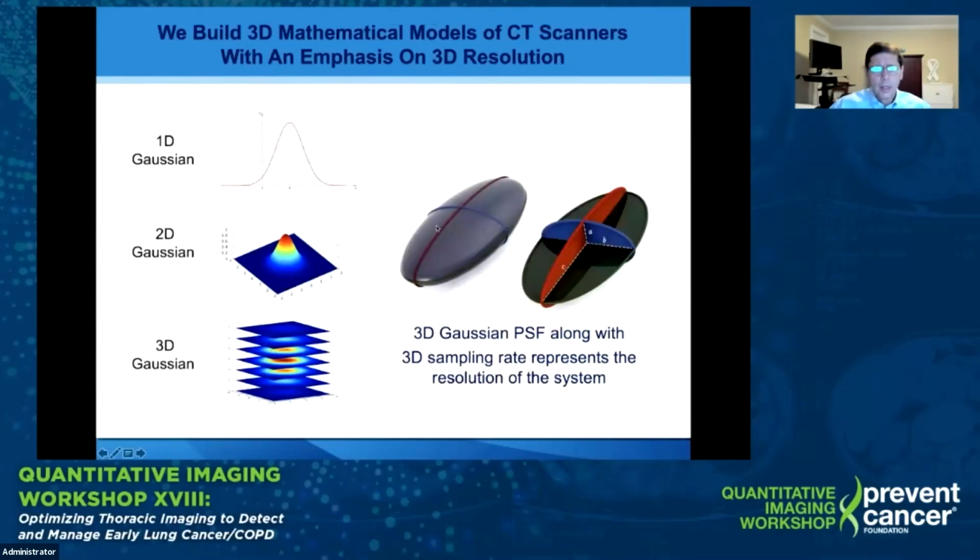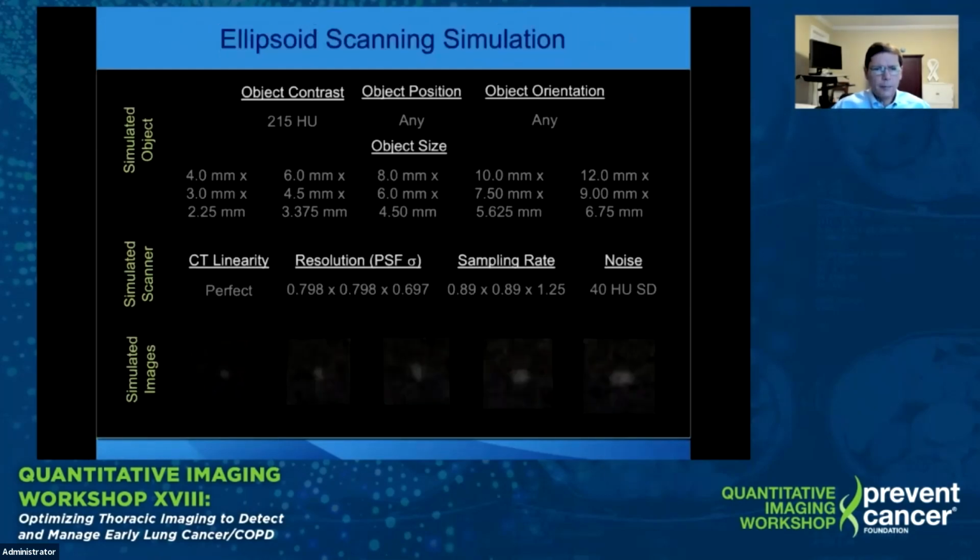We build that 3D model using what we call, this is a little technical, a Gaussian point spread function. This is a mathematical way of representing resolution. And once we have that information, we can experiment and build any images of what objects would look like in a scanner where we have that resolution information plus other things.